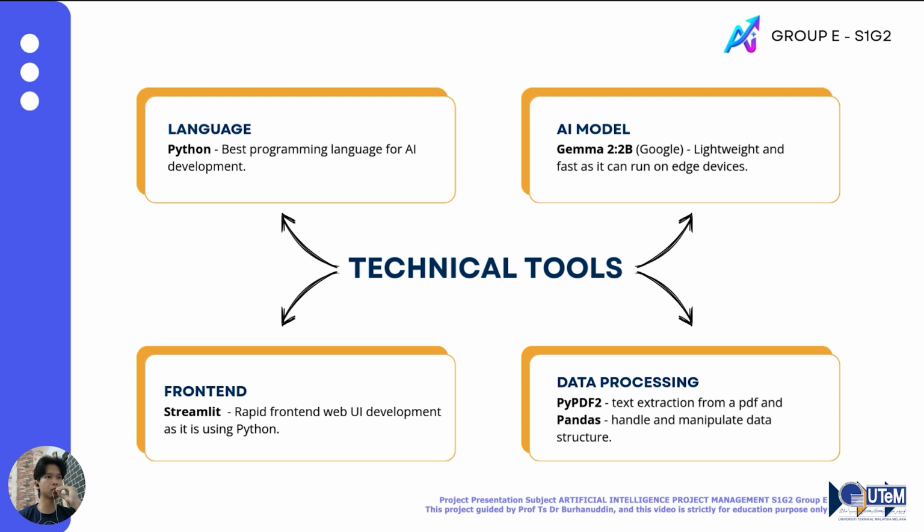It's a small language model that is lightweight and fast, as it can run on edge devices. For the front end, we use Streamlit because it supports rapid front-end web UI development, as it is using Python. And for data preprocessing, we use two libraries called PyPDF2 and also Pandas.